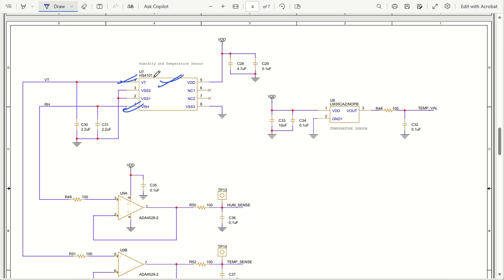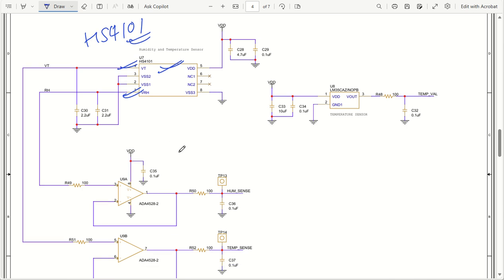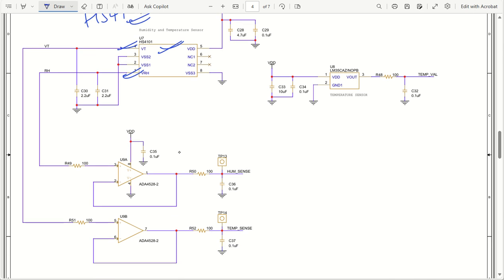So this HS4101 is taken from Renesas, and Renesas is having this particular IC which is having both the functionality, and now they have been buffered and amplified and filtered. There is no amplification right now because it generates enough amount of signal, so there is no need of amplification. If you want, you can amplify as well, then filter and then send it to your ADC.